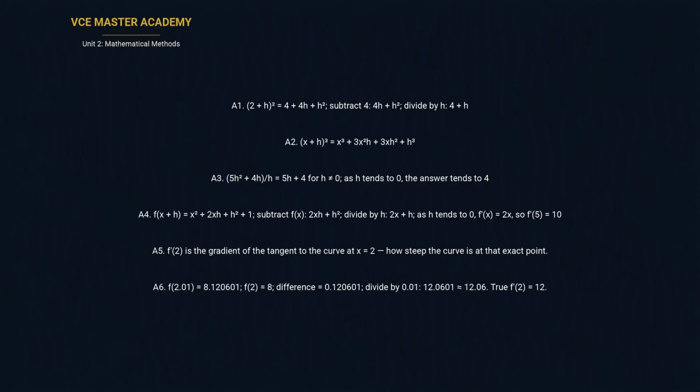Answers. Question 1. Expand 2 plus h, all squared, and you get 4 plus 4h plus h squared. Take away 4, which leaves 4h plus h squared. Divide by h, and the answer is 4 plus h. Question 2. X cubed plus 3x squared h plus 3xh squared plus h cubed. Coefficients 1, 3, 3, 1 straight off Pascal's triangle.